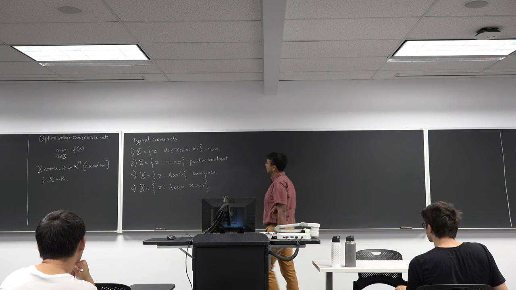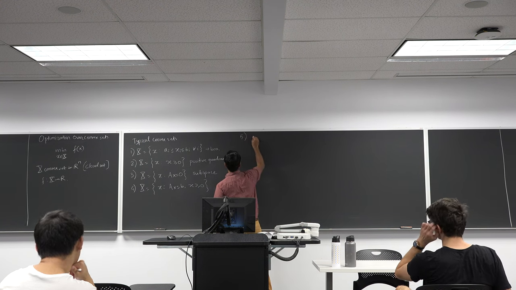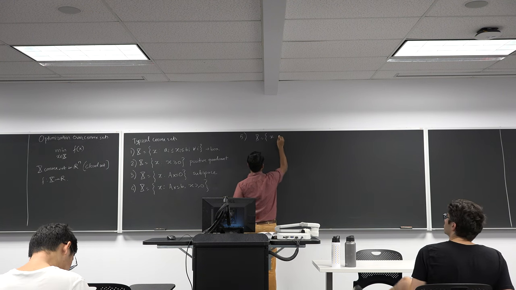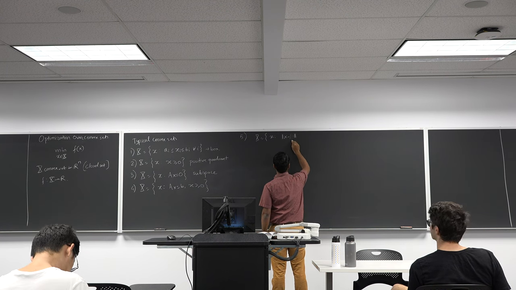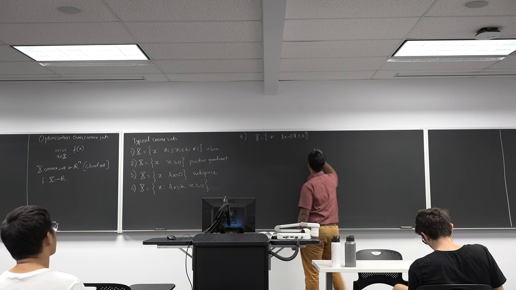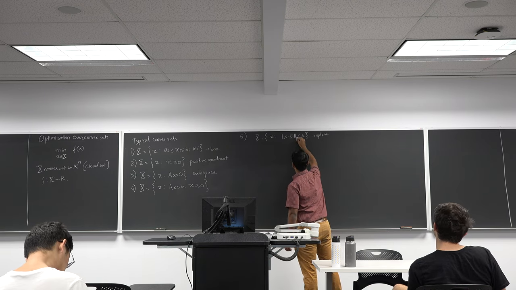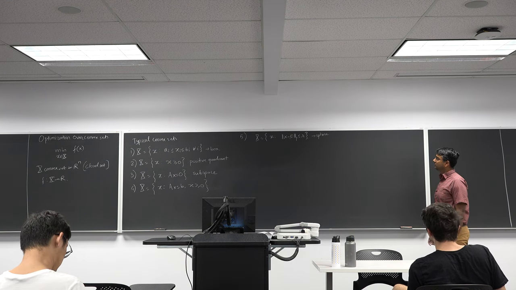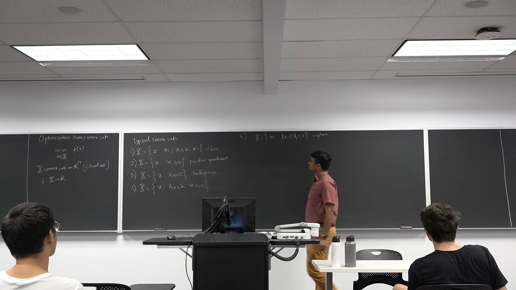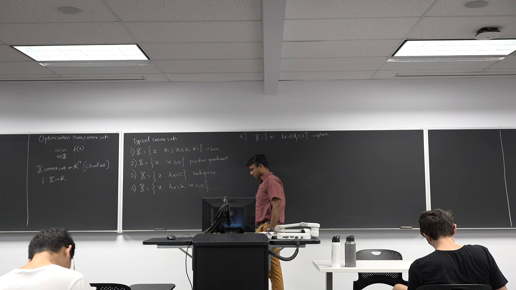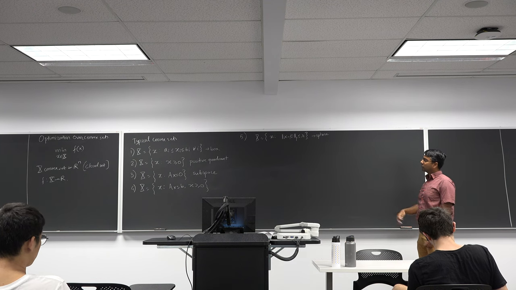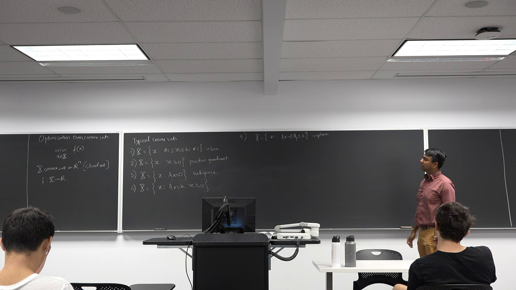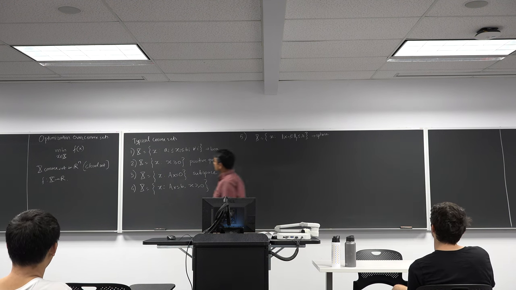Oh, there is also the sphere. Let me write it here. x minus, this is a sphere. And this could be any norm, p. And I think you can take intersections of any of these sets as well. Because the intersection of convex sets is convex, any of these intersections is fine. You will get a convex set.